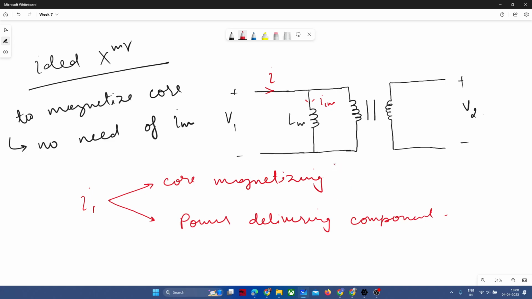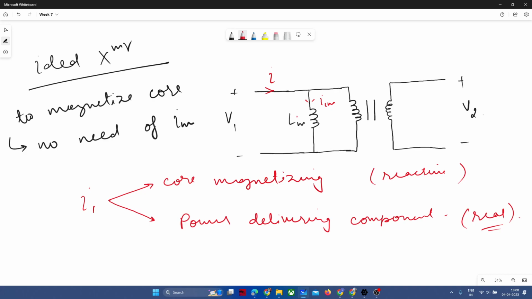So basically, in official language or in IEEE standards, this is a reactive component and this is a real component. To have power factor equal to 1, you just want to use only the real component of current so that you do not need to supply any proportion of the supply current to magnetize the core. Whatever current is invested in magnetizing the core is anyway wasted, right? But it is not at all wasted since you are utilizing it in magnetizing the core.